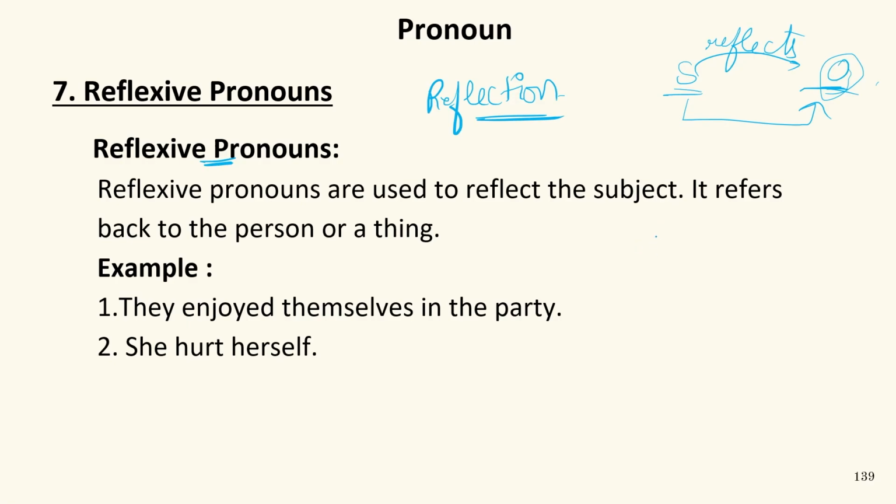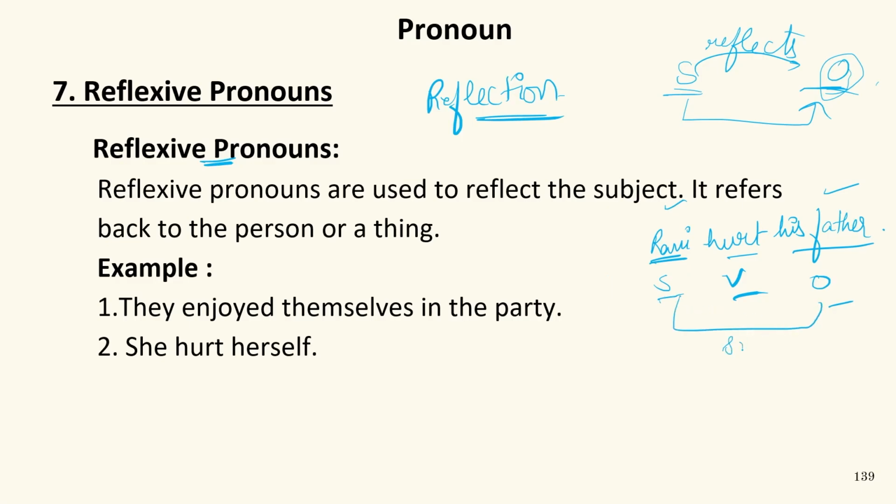For example, if I write, Ravi hurt his father. Suppose this is the sentence. Now in this sentence, we can see Ravi as a subject, hurt as a verb, and his father is an object. So here we have subject, verb, and object. Ravi the subject is one person, the object is another person, and hurt is the verb. So its subject and object are not the same. They are different. So when they are different, the sentence is correct with the object.